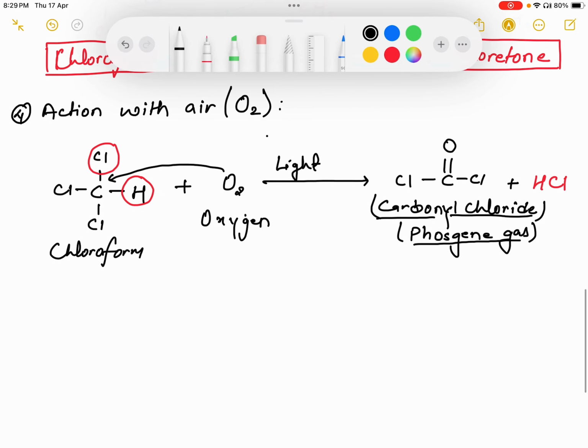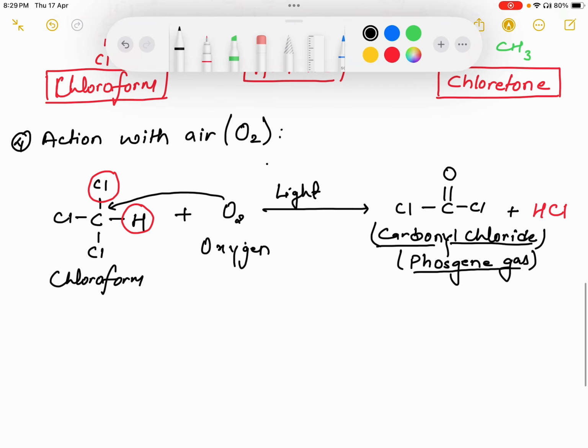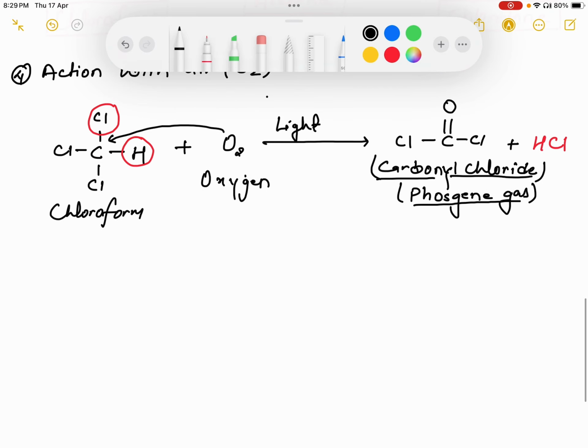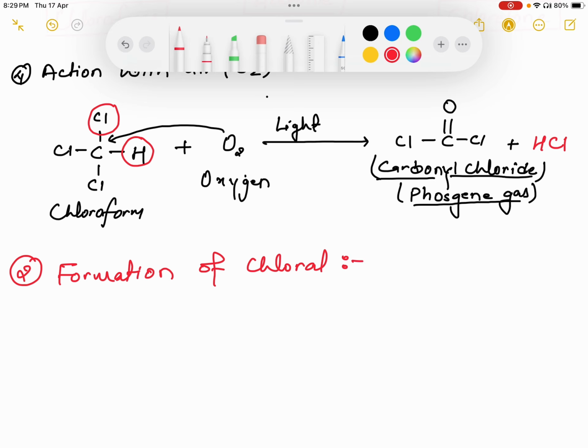So let's move on to the other questions. The second one is the formation of chloral. Sometimes it can be asked: formation of chloral. So what exactly is chloral? How can we prepare chloral? This is a question that generally comes: how can we prepare chloral from ethanol?